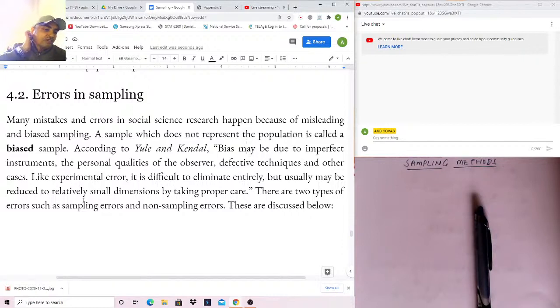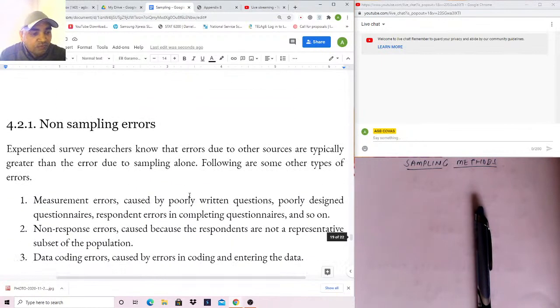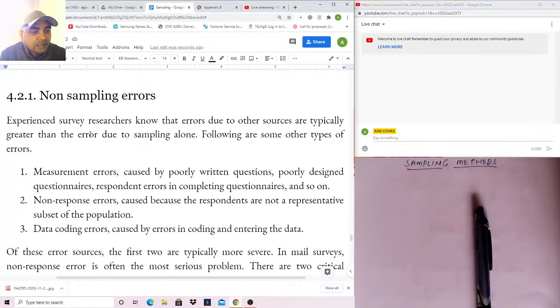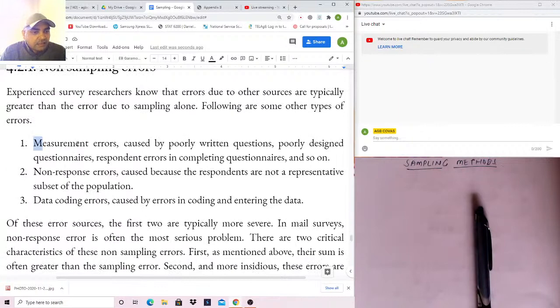So there are two types of errors, sampling error and non-sampling error. These are discussed below. What are non-sampling errors? Experienced survey researchers know that errors due to other sources are typically greater than errors due to sampling alone. The following are some types of these errors. Measurement errors, right? Sometimes when you are measuring a quantity, you may commit an error caused by a poorly written question, a poorly designed questionnaire, or respondent error in completing the questionnaire, and so on, right?